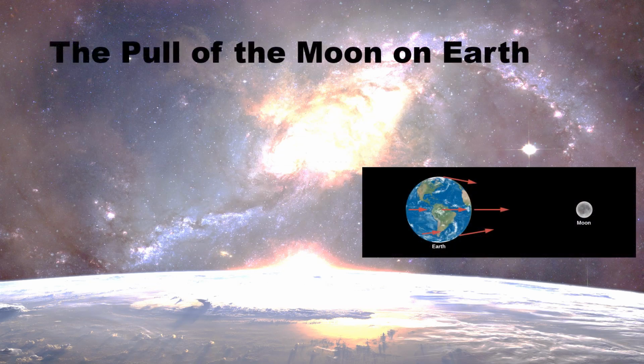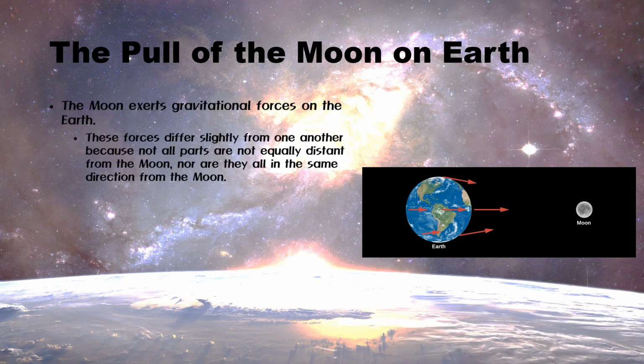So let's look at the pull of the moon on the Earth, because remember, the moon also has a significant mass. Now, the moon exerts gravitational forces on the Earth. The Earth, of course, is larger, so we, of course, have more influence on the moon. And the thing to remember, though, is that these forces between the Earth and moon differ slightly from one another, because not all parts are equally distant from the moon, nor are they the same in all directions. If we look at this diagram here, you can see how some of these forces are pulling at different angles in relation to one another.